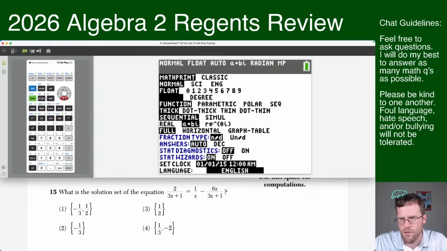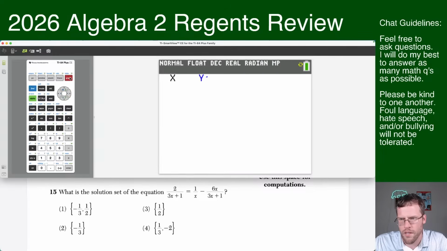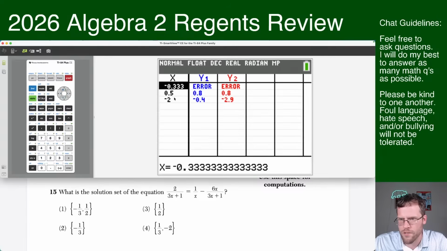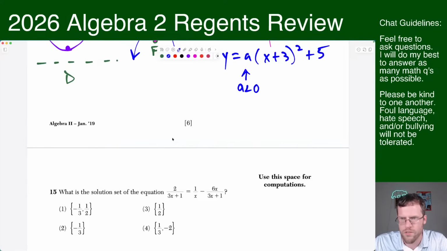Oh, mode also. I'm going to go back to real numbers. And I'm not going to go in auto. I'm going to go to decimal, because then the answers, I think they look nicer. Okay, so 1/2 is the only spot where it works. Okay, so that's how you would do this one.